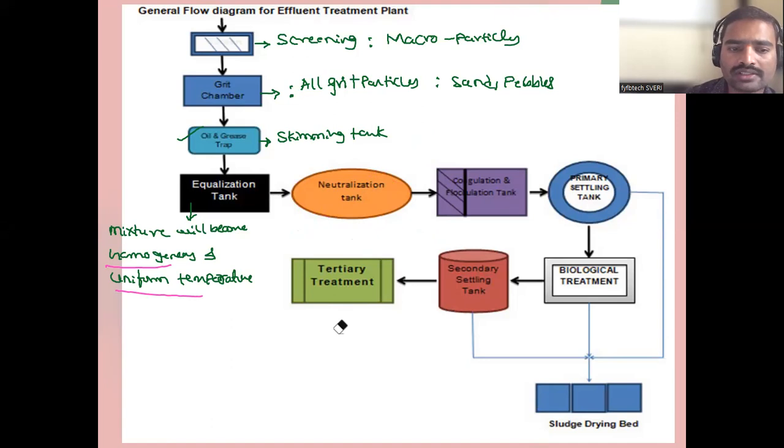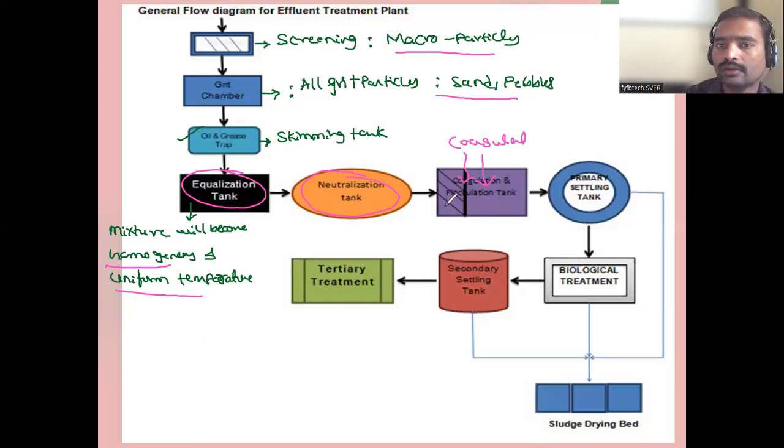After the neutralization tank, it is brought to the coagulation and flocculation chamber. Here coagulants are added. Here macroparticles are removed, microparticles are removed, a homogeneous mixture is made, and the sewage becomes neutral. After coagulant, there is flocculation. What is flocculation? It is constant, slow agitation of sewage with coagulant.